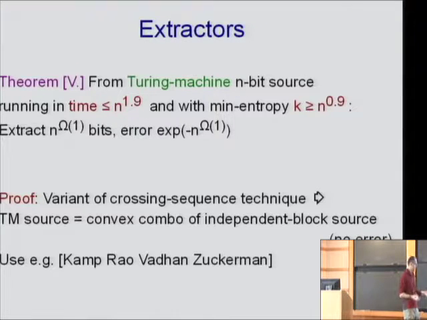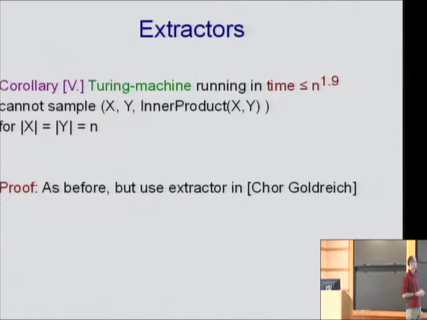And once you have this setting, you can, for example, hit it with an extractor by David, Kamprau, and Vadhan, which extracts from these things. And this also gives, as far as I know, the first sampling lower bound for two machines, so that you cannot sample xy in the product of xy. The same technique, just use the extractor by Shor and Goldner, which is in the product.